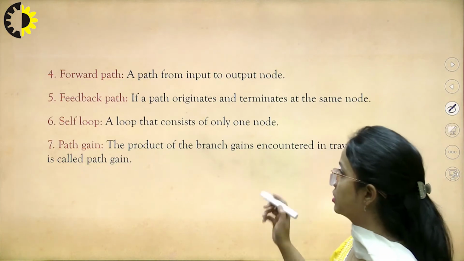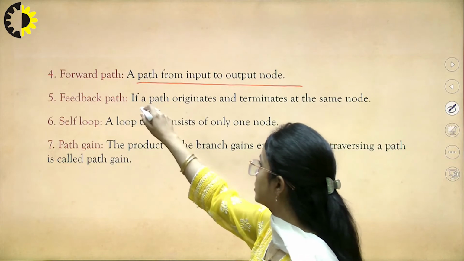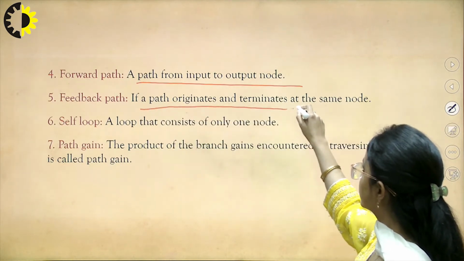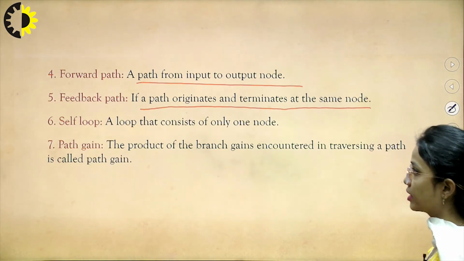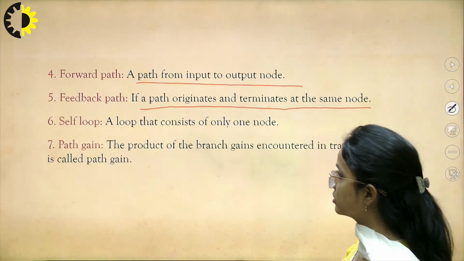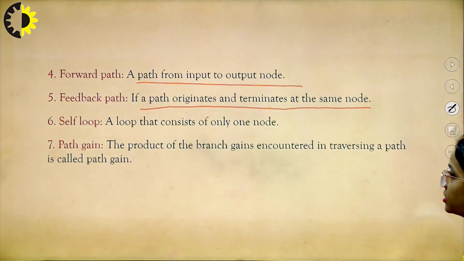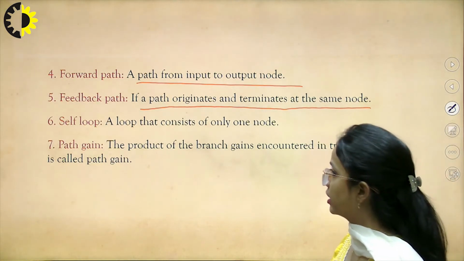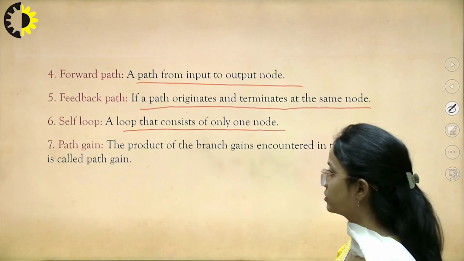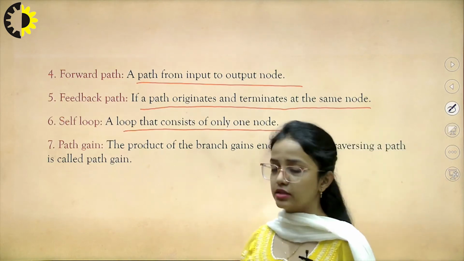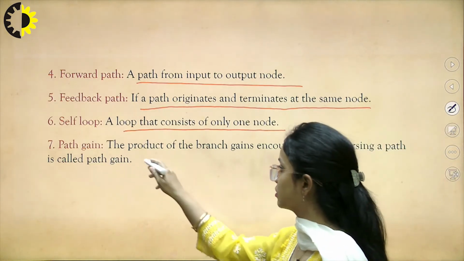So here we see forward path, a path from input node to output node. Feedback path is a path that originates and terminates at the same node. So we will see forward path and feedback path. Self loop is a loop that consists of only one node. We will see all this in the next example, where we will convert a block diagram into a signal flow graph.